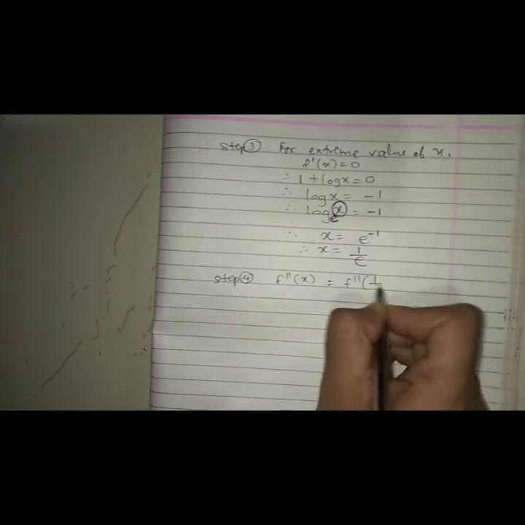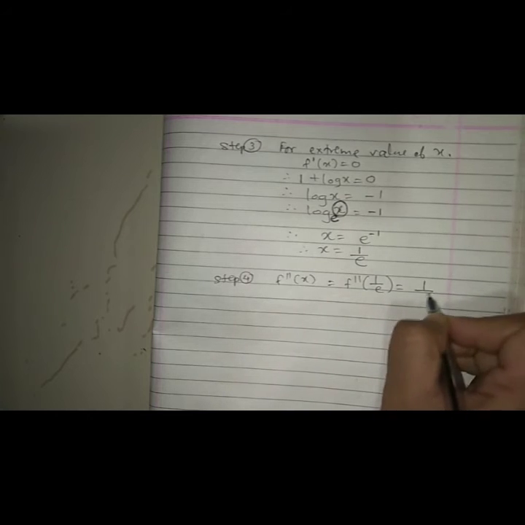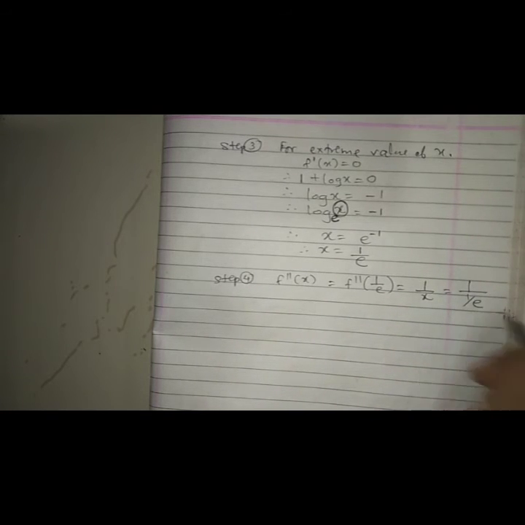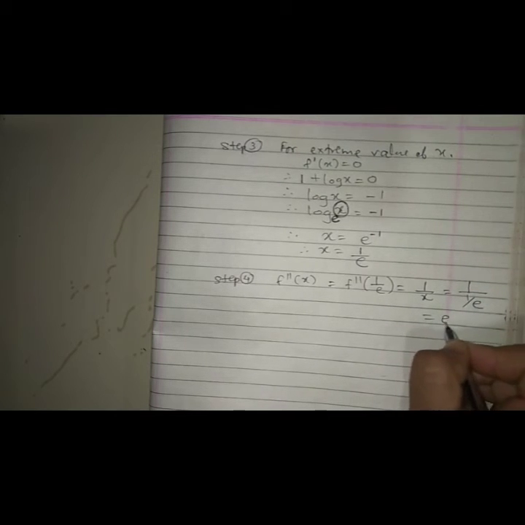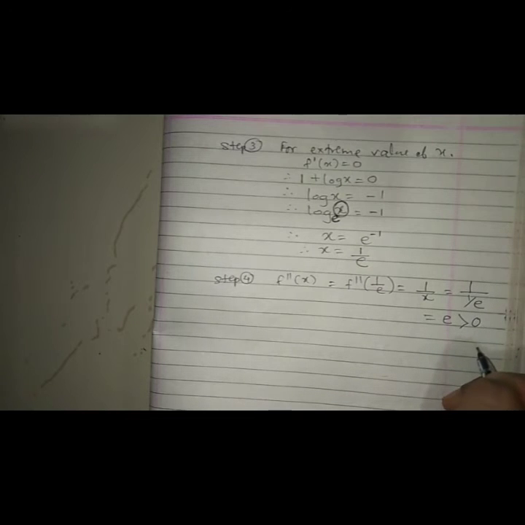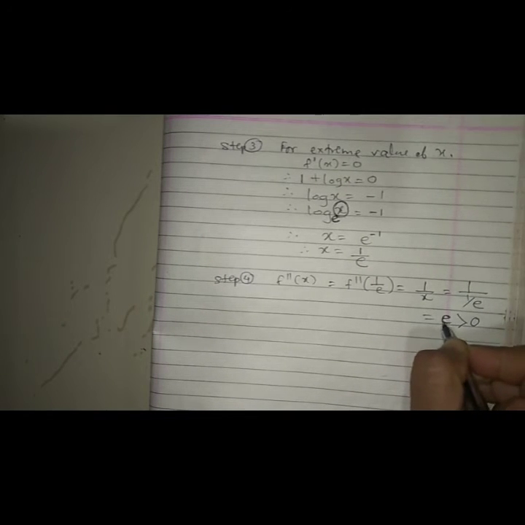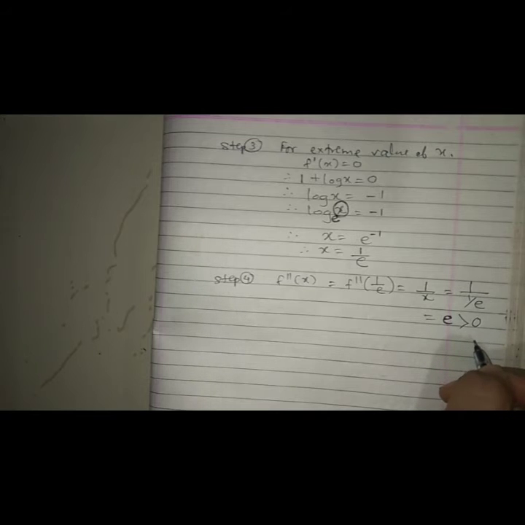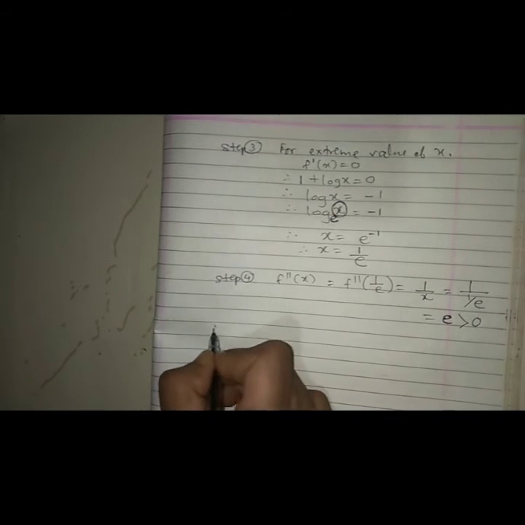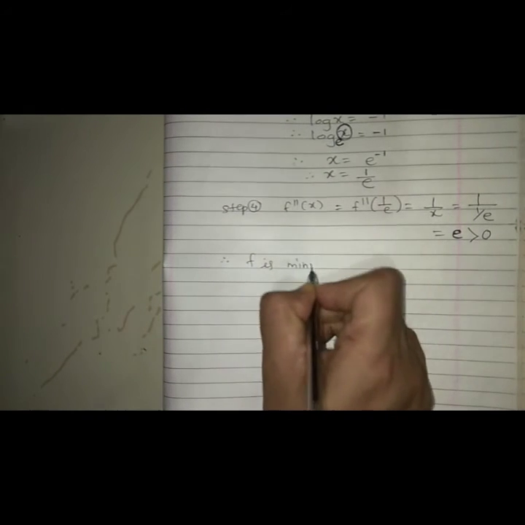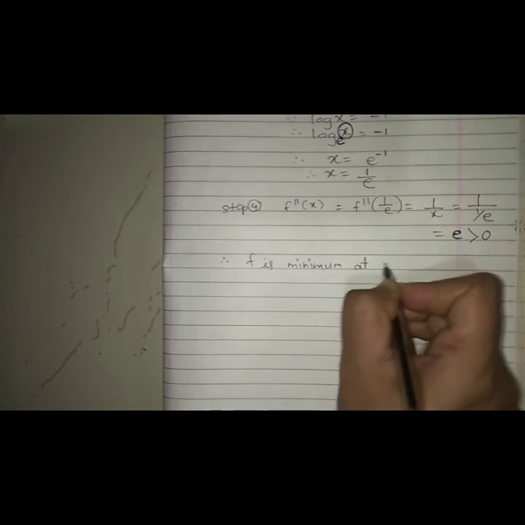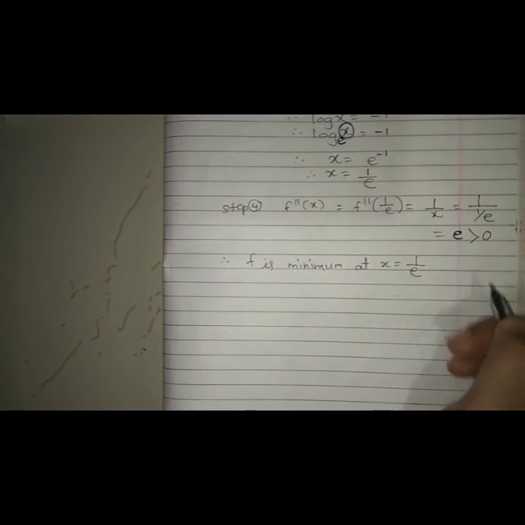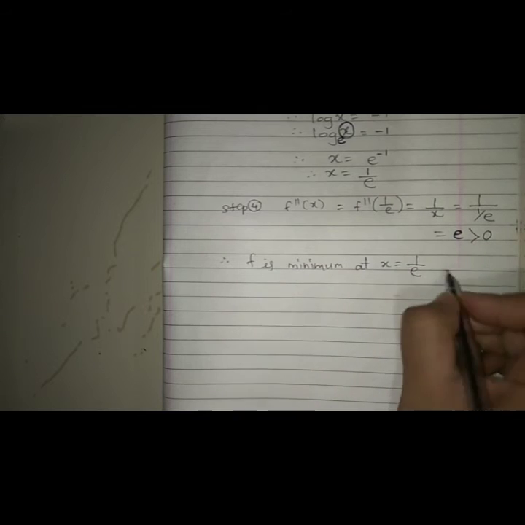So f double dash of x is equal to f double dash of 1 upon e, and the function is 1 upon x. So we get 1 upon e, and the numerator and denominator are reversed, giving e in the numerator. The value of e is always 2 point something, so the value of e is greater than 0. Therefore f is minimum at x equal to 1 upon e, because it is greater than 0. So the function is a minimum.